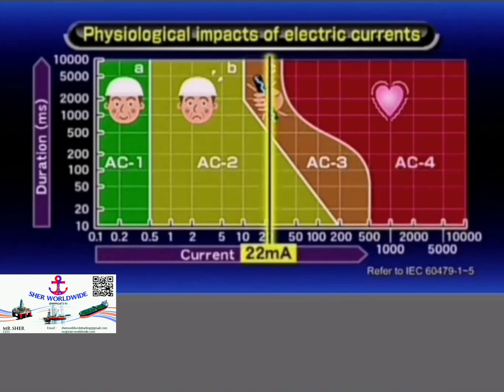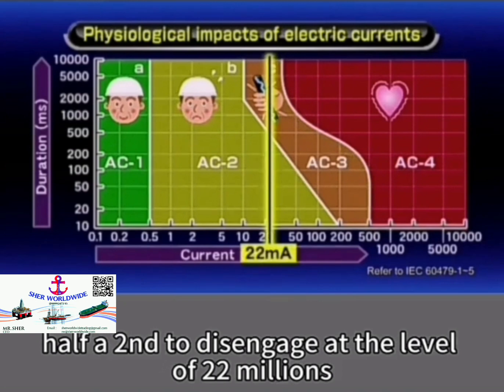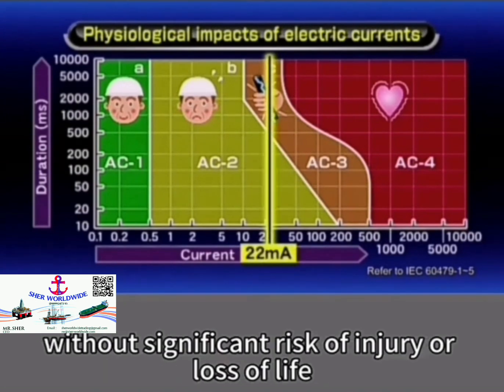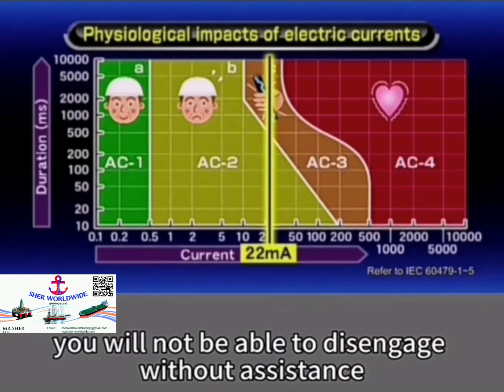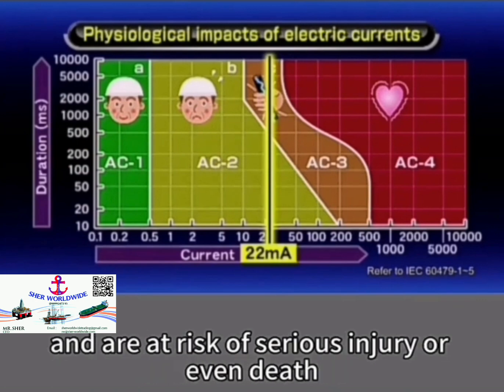You have less than half a second to disengage at the level of 22 milliamps, without significant risk of injury or loss of life. Beyond half a second, you will not be able to disengage without assistance and are at risk of serious injury or even death.